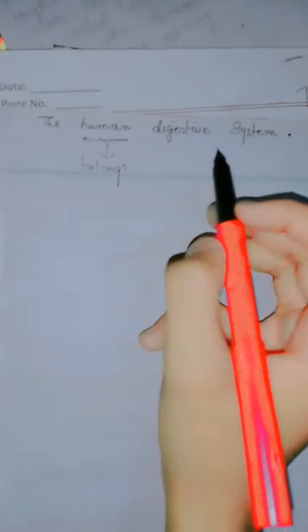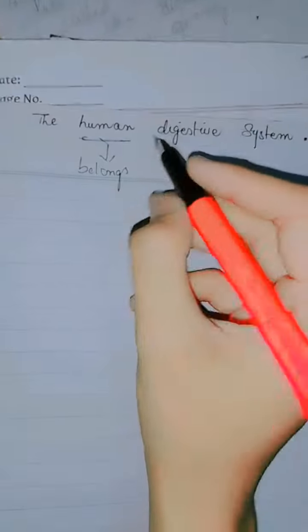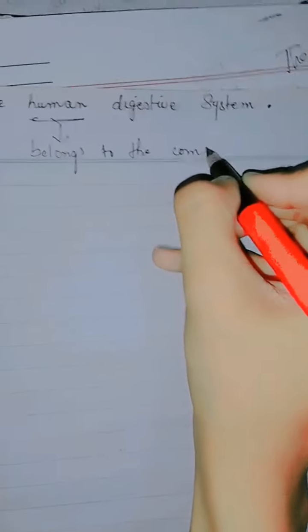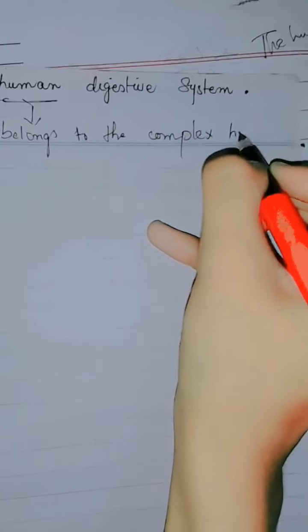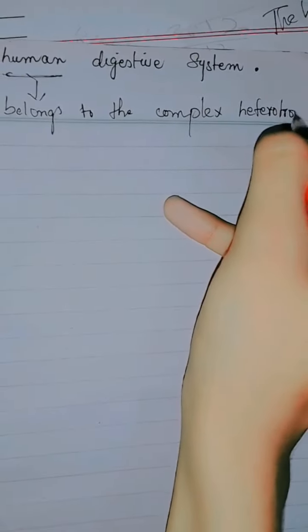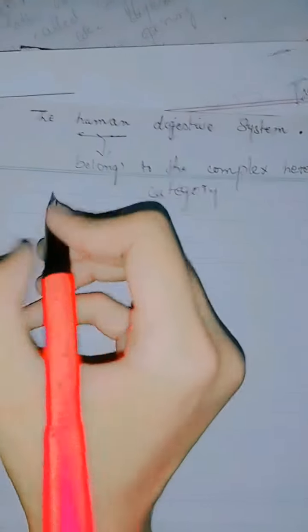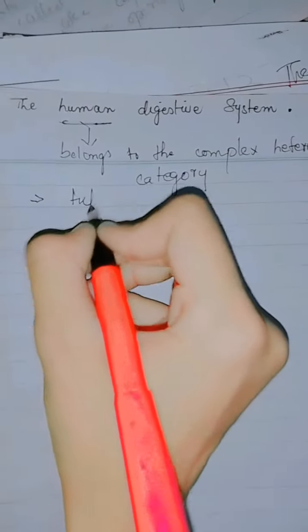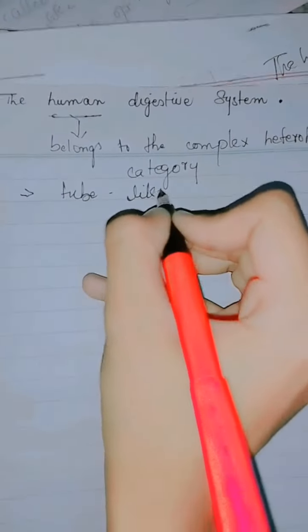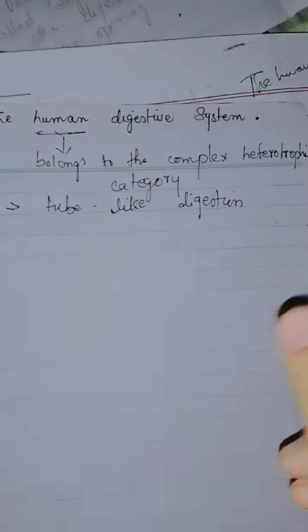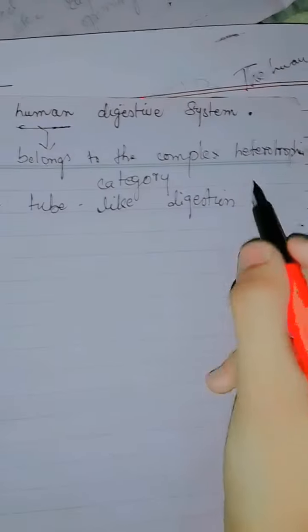Today we are going to discuss the human digestive system. Basically, humans belong to the complex heterotrophic category. We humans are an example of tube-like digestion. And we belong to the complex heterotrophic category. Heterotroph means we are dependent on other nutrients.